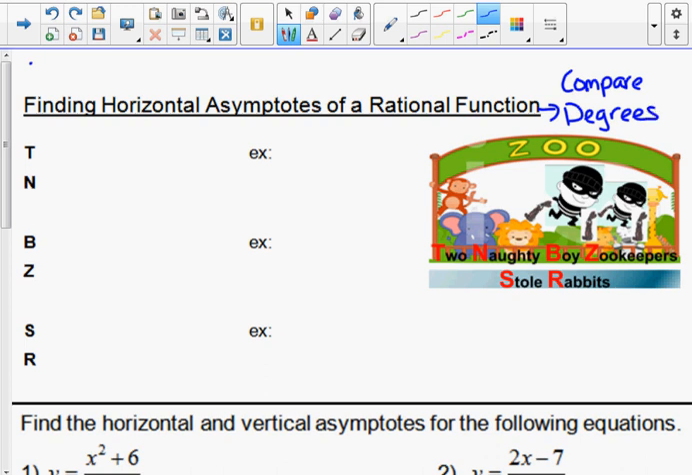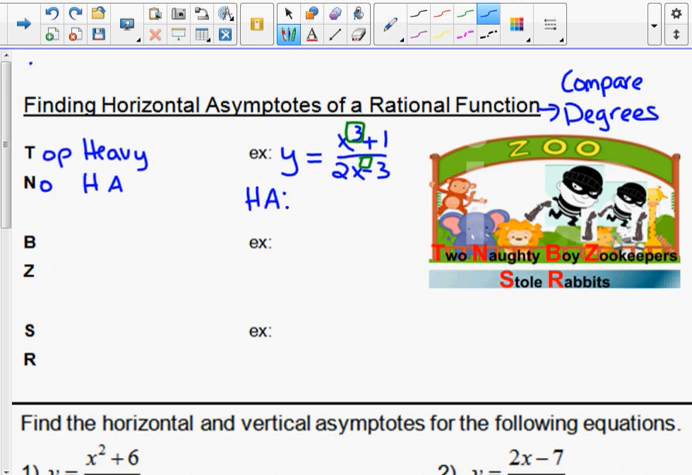The first possibility when we compare degrees is that it's going to be top-heavy. An example of what this looks like is y equals x cubed plus 1 over 2x minus 3. So I'm going to compare the degrees of the numerator and the denominator. The degree of the numerator is a 3. The degree of the denominator, even though it's not listed, is going to be a 1. Because 3 is bigger than 1, it's considered to be top-heavy. When this happens, there is no horizontal asymptote. So if they ask you what's the horizontal asymptote, you're going to say none.